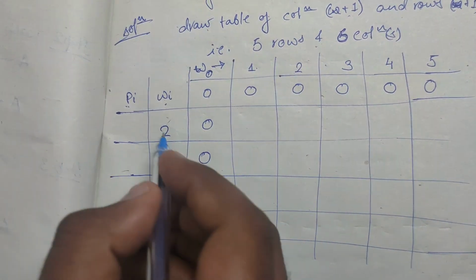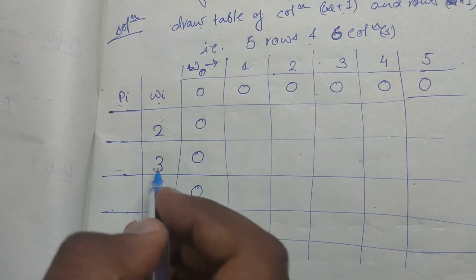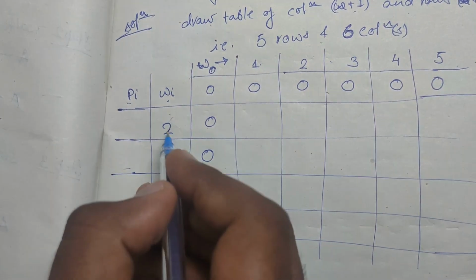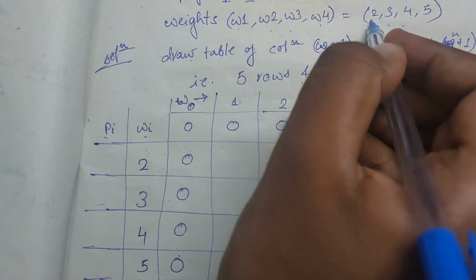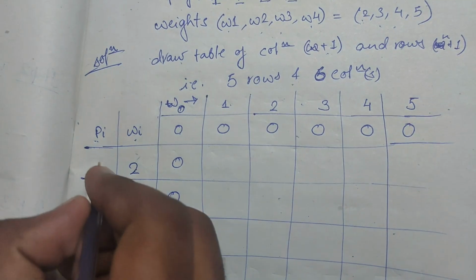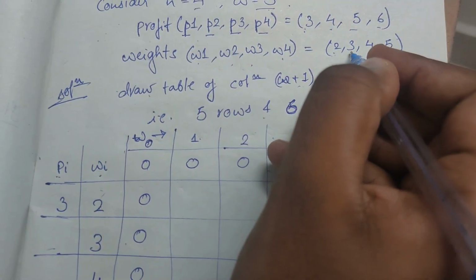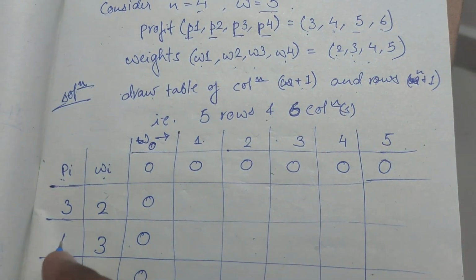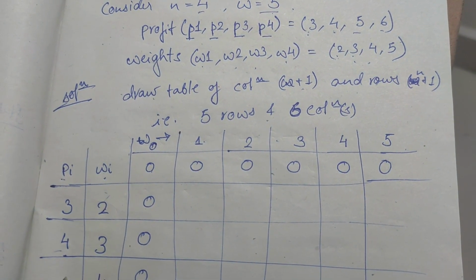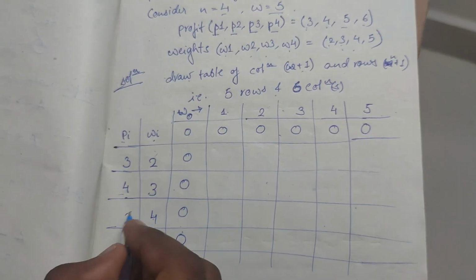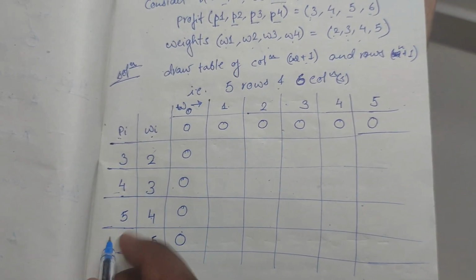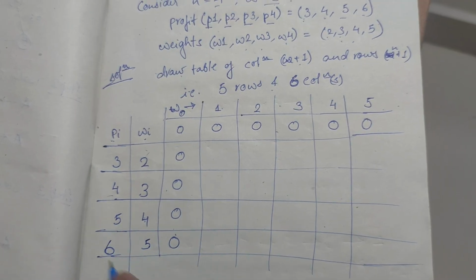And now corresponding to that you will write the profits. On carrying the object of weight 2 you will have profit of 3. On carrying the object of weight 3 you will have profit of 4. For 4 kgs you have profit 5, for 5 kgs you have profit 6.